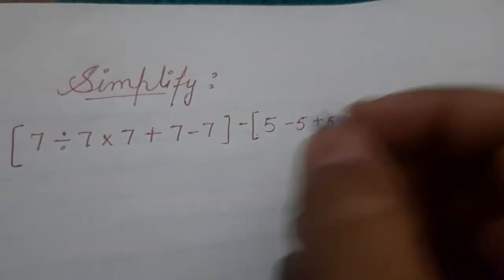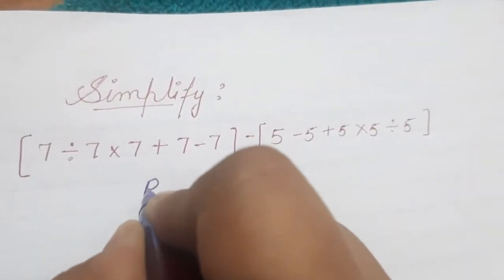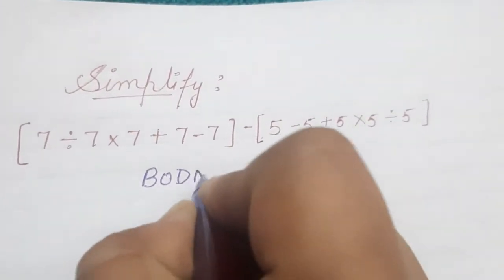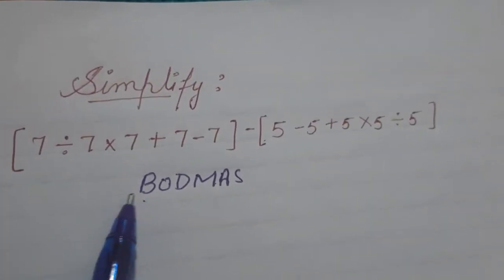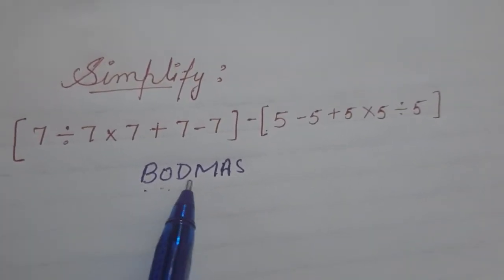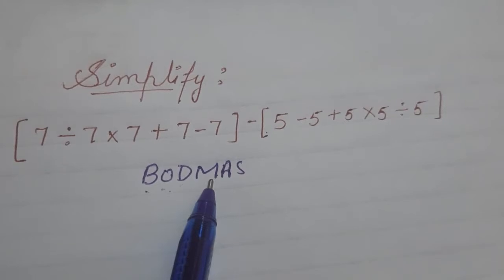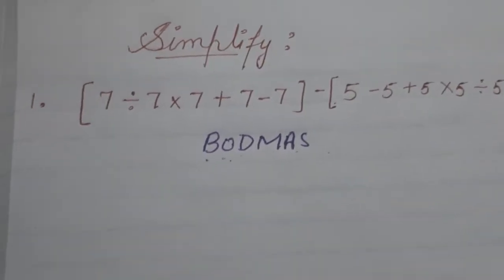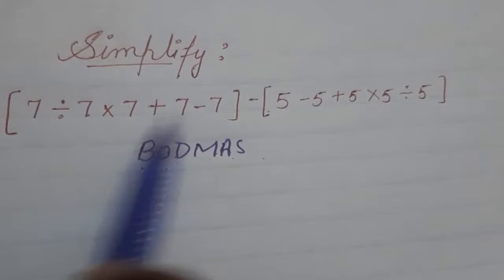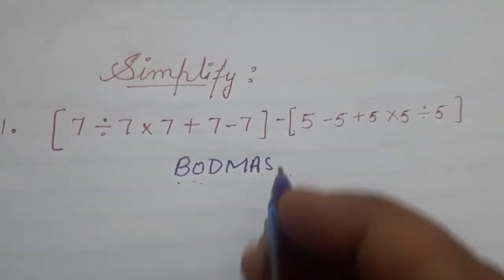So we will use here the rule of BODMAS, where BODMAS stands for B for bracket, O for of, D for divide, M for multiply, A for addition, S for subtraction. Now first of all we will solve the brackets here. There are two brackets, so we will solve them differently.